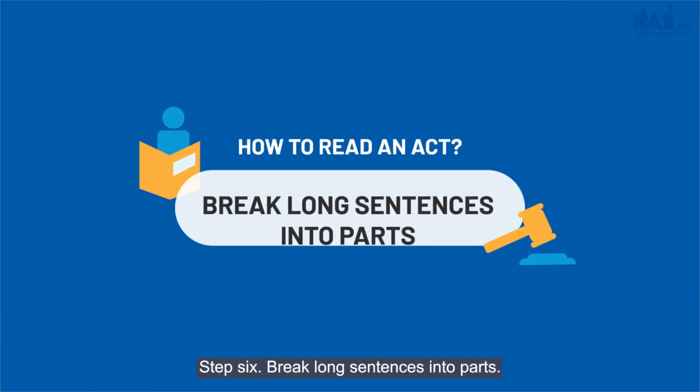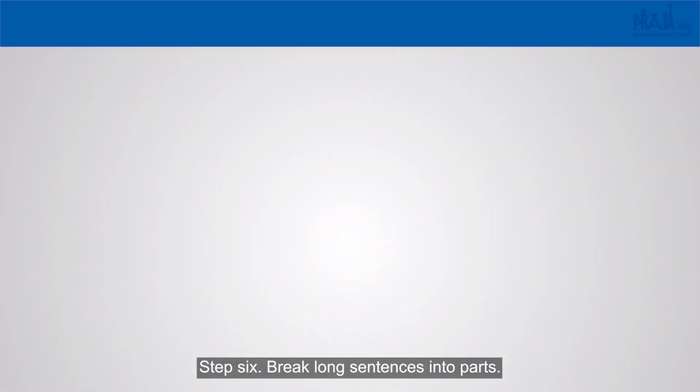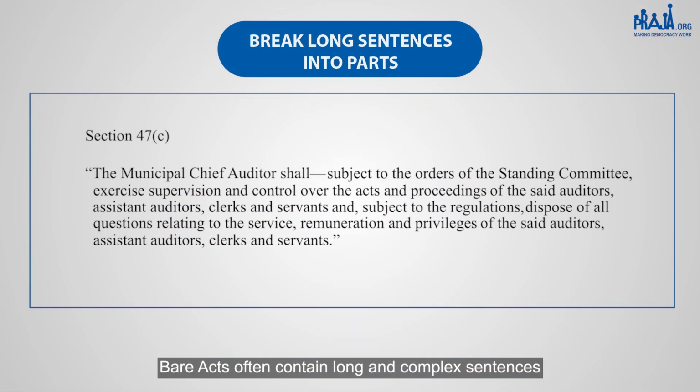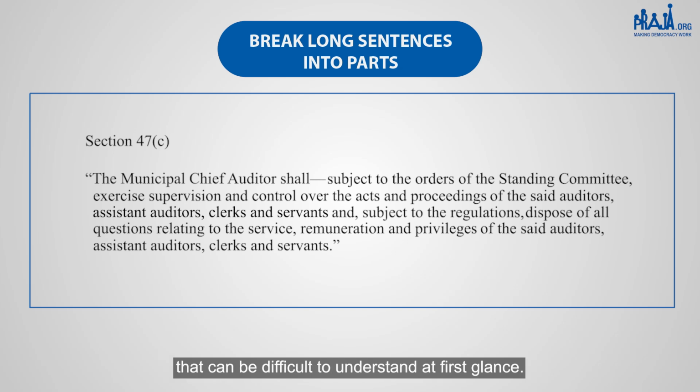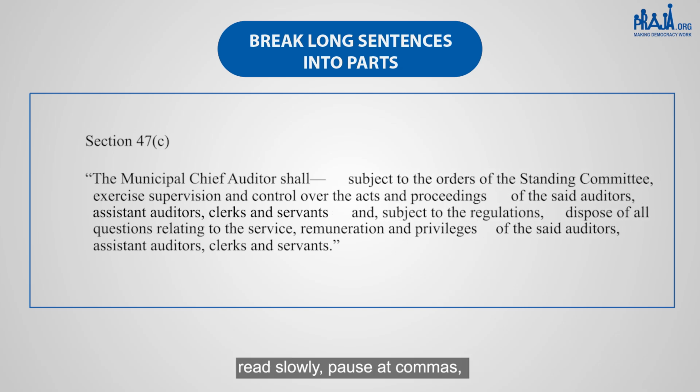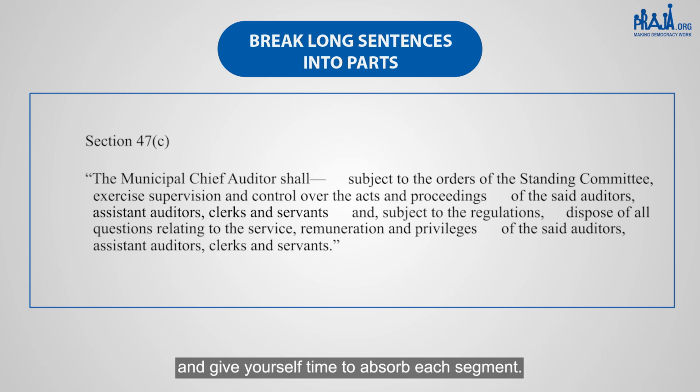Step 6. Break long sentences into parts. Bare Acts often contain long and complex sentences that can be difficult to understand at first glance. When faced with a lengthy sentence, break it into smaller parts. Read slowly, pause at commas, and give yourself time to absorb each segment. A helpful technique is to place a forward dash after every 4 or 5 words, making sure that the division makes logical sense. Then, interpret each part on its own before putting the full sentence back together.